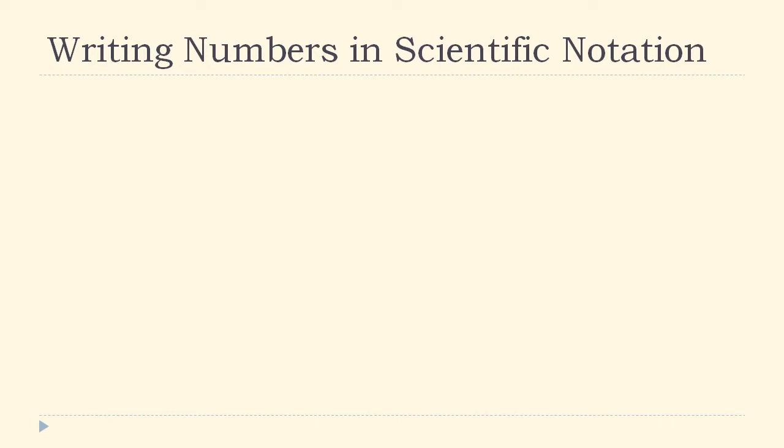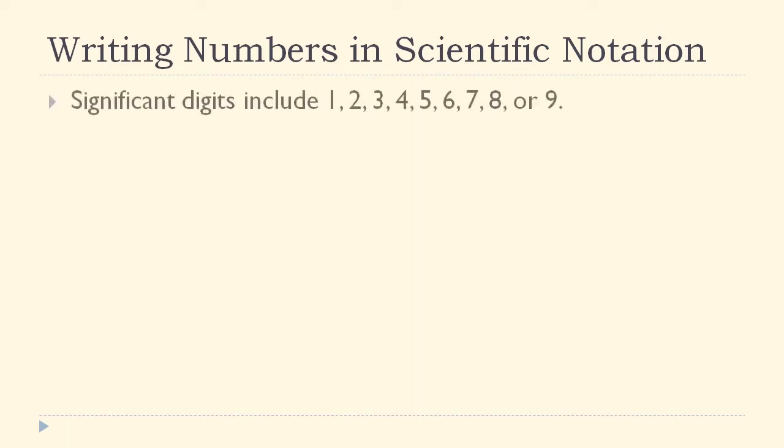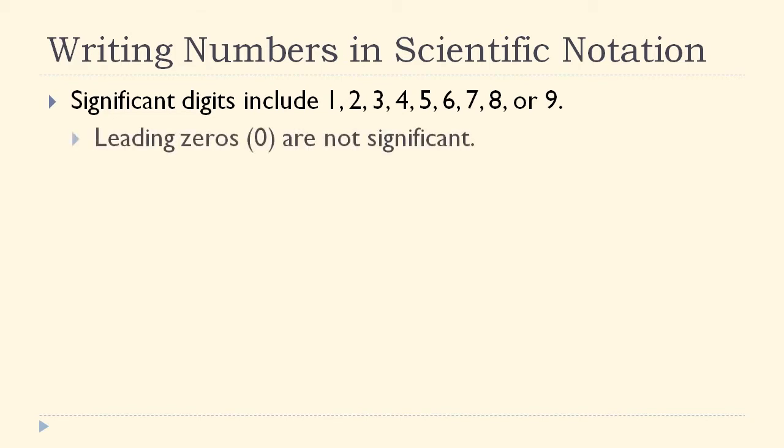Writing numbers in scientific notation. Before we can write numbers in scientific notation, we need to know what a significant figure or significant digit is. Significant digits include 1, 2, 3, 4, 5, 6, 7, 8, or 9. Leading zeros are not significant. What I mean by leading zeros is something like 0, 0, 0, 1, 2, 3, 4. The first three zeros were not significant digits because they are leading zeros.